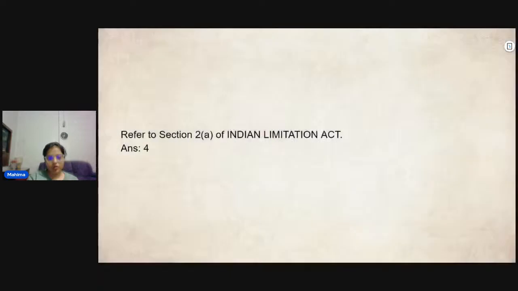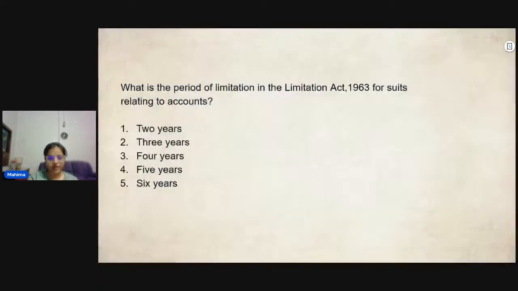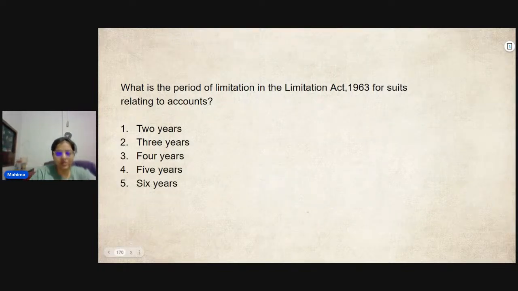Yes, it is all of the above. Section 2, Clause A defines applicant. What is the period of limitation in the Limitation Act 1963 for suits relating to accounts? 2 years, 3 years, 4 years, 5 years, 6 years. Suits relating to accounts.